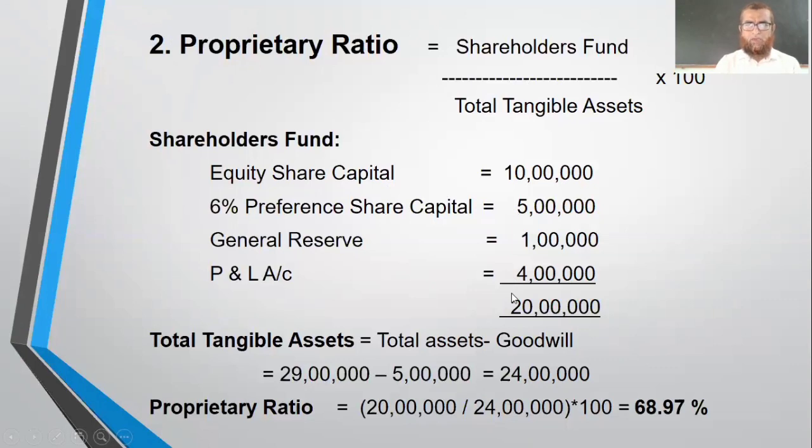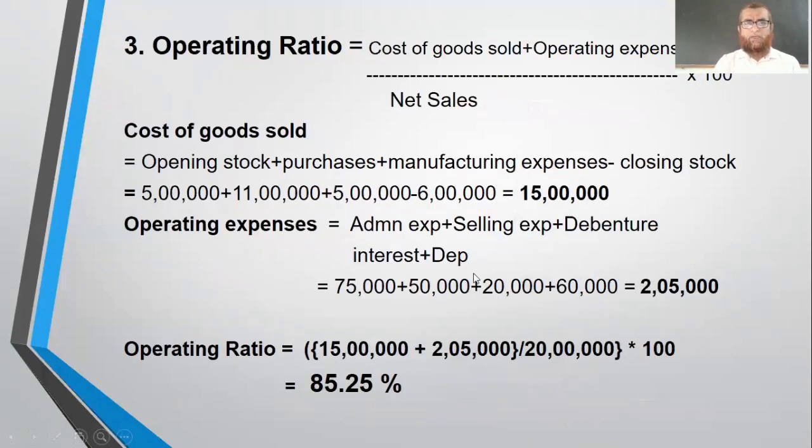Next, denominator, total tangible assets. That is total assets minus intangible assets. In the problem we have goodwill. So 29 lakh total assets, that is the total of asset side of the balance sheet, minus goodwill 5 lakh, 24 lakh is the total tangible assets. So proprietary ratio is equal to 20 lakh divided by 24 lakh into 100, that is 68.97%.